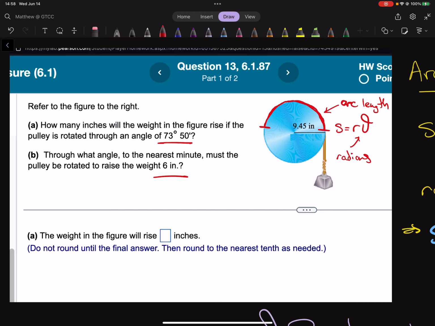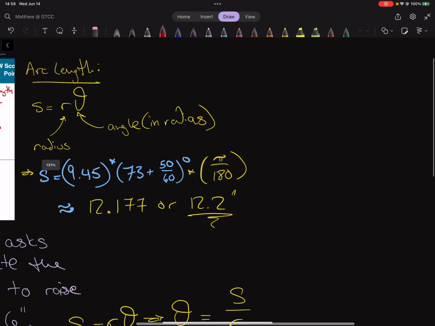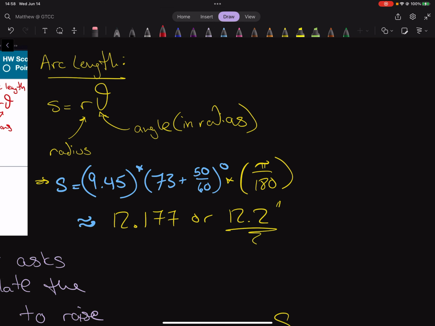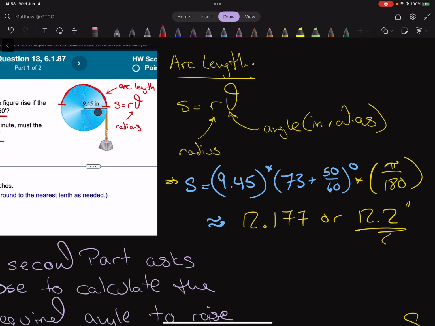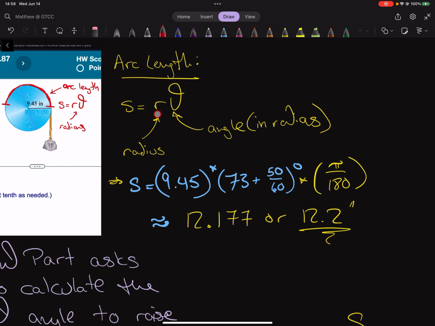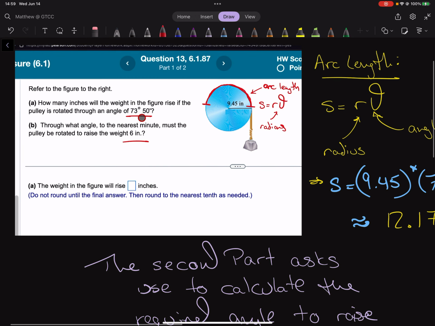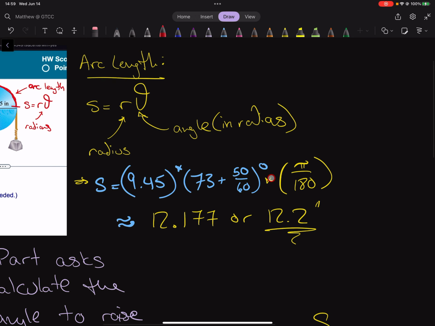Let's take a look at the first question. Arc length is important to solve this, so we substitute in the known values. The radius here is 9.45, so I substitute 9.45 for the radius. For theta, there are a couple of ways you can handle that. I wrote it in this manner so that folks who may not have a calculator that allows them to enter degrees, minutes, and seconds can still calculate it.